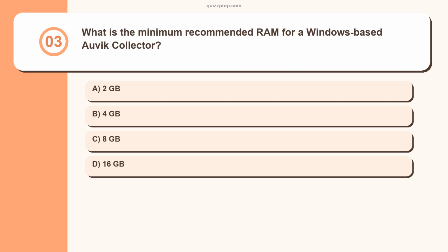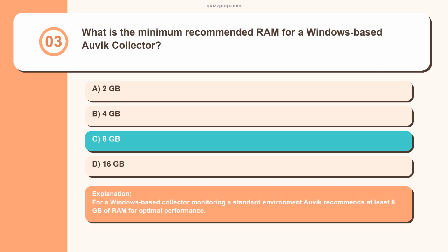Question 3. What is the minimum recommended RAM for a Windows-based Auvik collector? 2 GB, 4 GB, 8 GB, 16 GB. For a Windows-based collector monitoring a standard environment, Auvik recommends at least 8 GB of RAM for optimal performance.